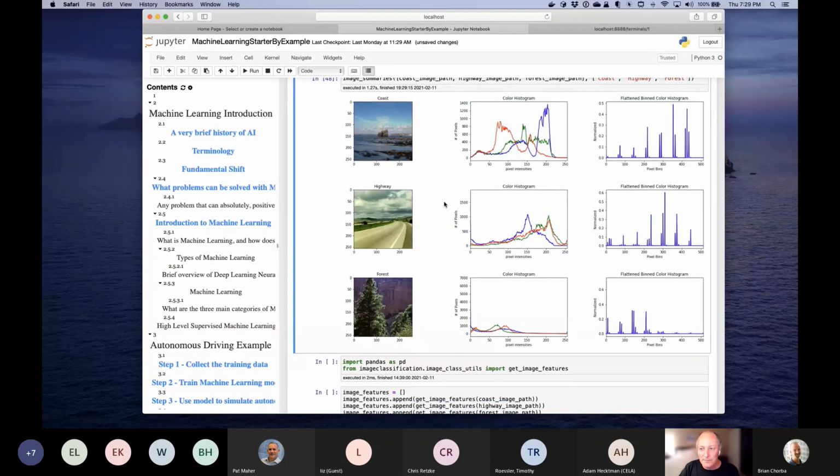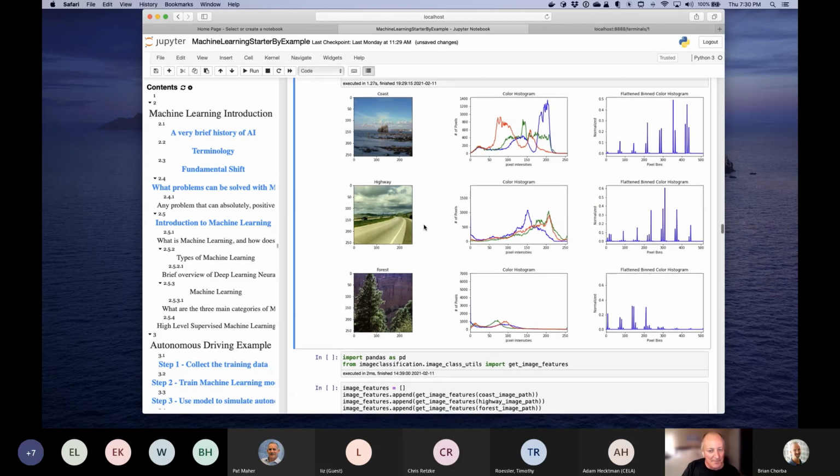But here's what I'd like to point out. When I look at the coast, I can see that there's a fair bit of blue in there, and I can see that in the histogram. The blue is the highest overall value, if you will. When I look at the highway, it's not a really good picture. It looks like an old picture, actually. It's a little yellowed, but there's also a lot of green in that particular picture.